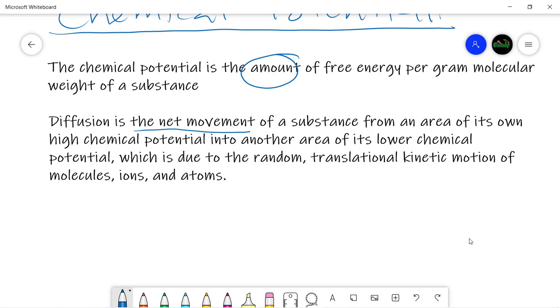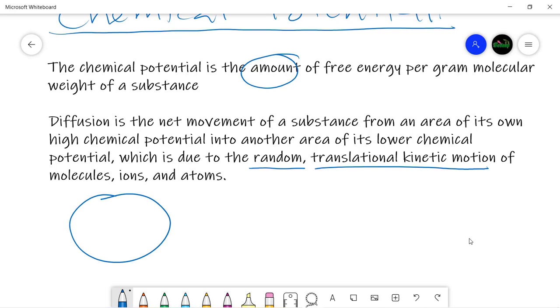It is the net movement of molecules from their area of high what? Now this time it is not concentration, it is chemical potential. So movement of molecules from their region of high chemical potential into another area where their chemical potential is low. And why do they move? This is because of the random translational kinetic motion. So this is the definition of diffusion for which we have worked so hard. Again, it is a net movement of molecules from a region of higher chemical potential to a region of lower chemical potential.